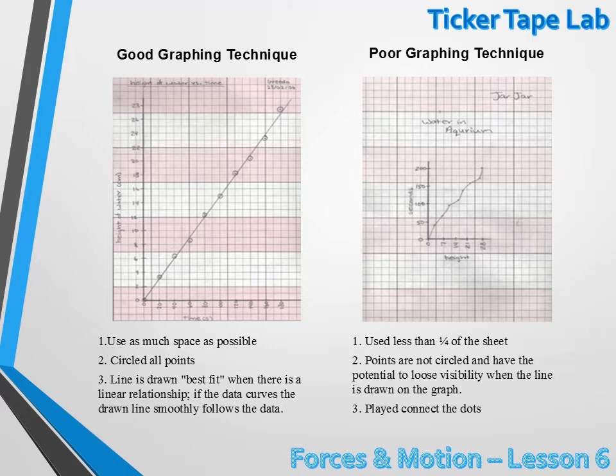Number three, you draw a line of best fit. When there is a linear relationship, if the data curves, then you draw a nice smooth line that follows the data. This is obviously a linear relationship. So the student should have taken a ruler, lined it up, in this case, it's 0, 0, and made sure that as they line their ruler up, about half the dots are above the ruler and half are below.